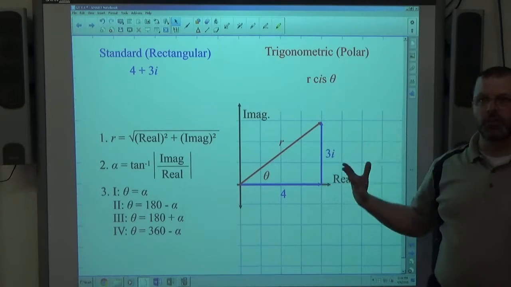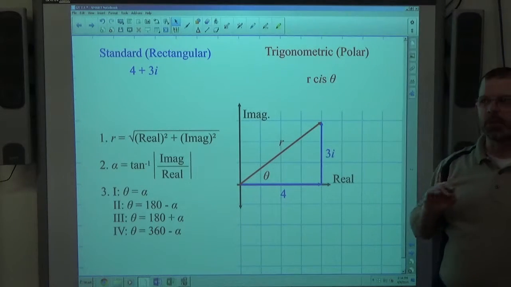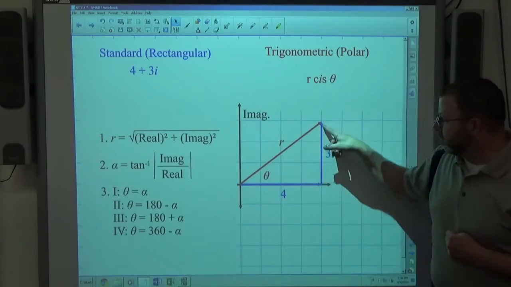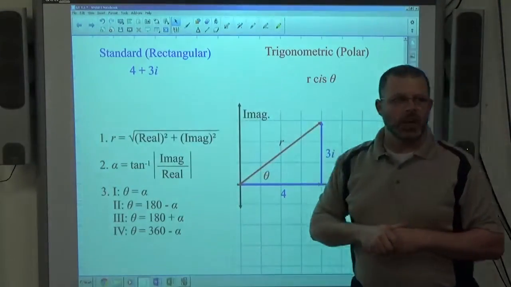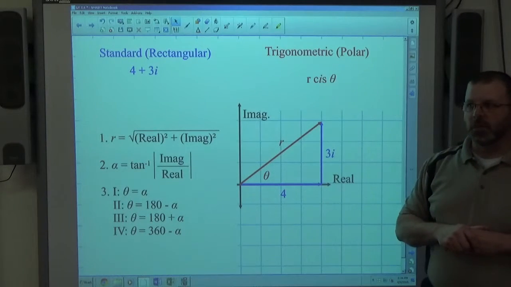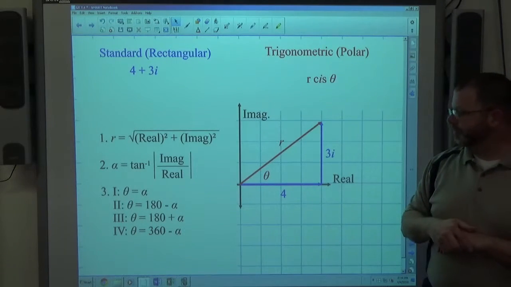So if we're trying to graph a complex number, the horizontal and vertical components show me how to draw the correct vector that represents that complex number.